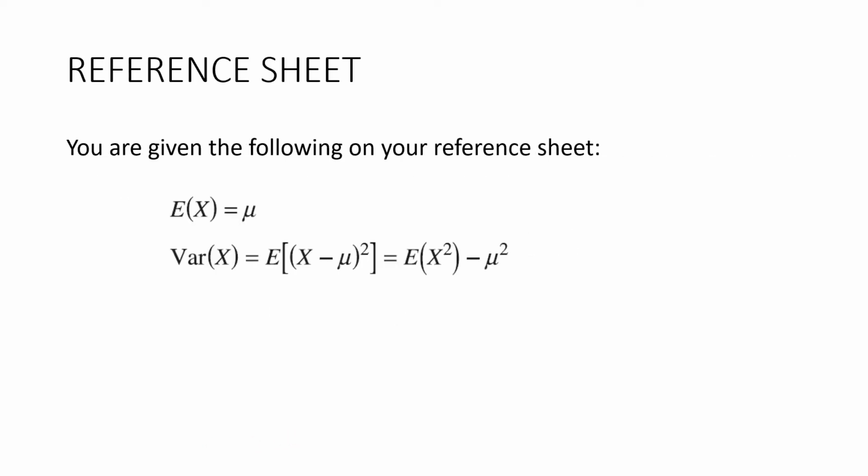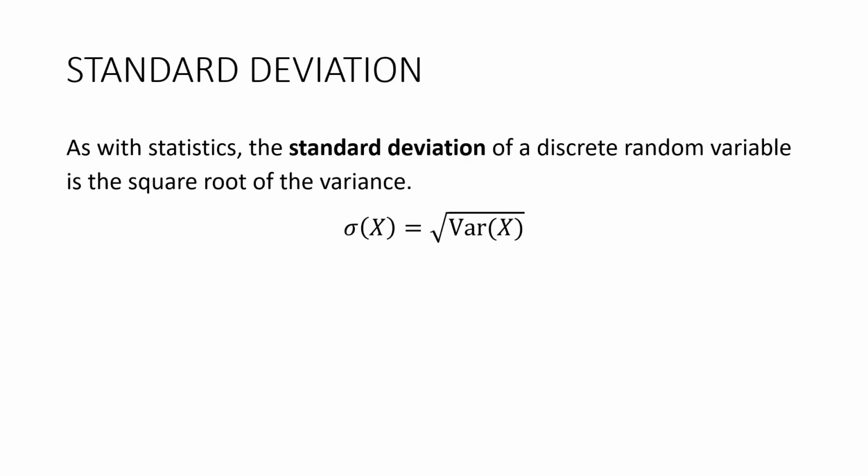And you were given these on your reference sheet. E(x) is equal to mu. The variance of x is equal to E((x take away mu) all squared), or E(x squared) take away mu squared. Now, just like statistics, the standard deviation of a discrete random variable is the square root of variance. And here's our symbol for standard deviation.